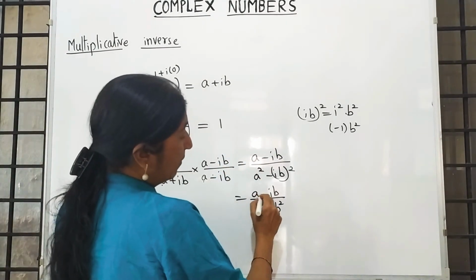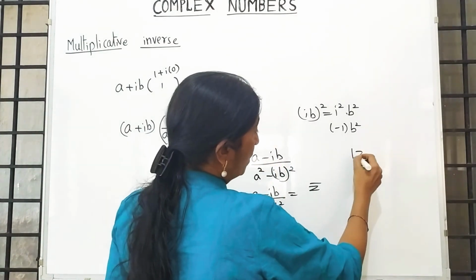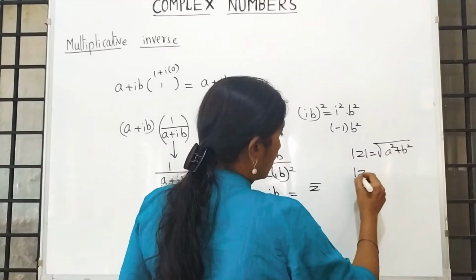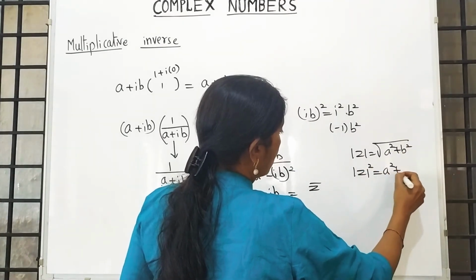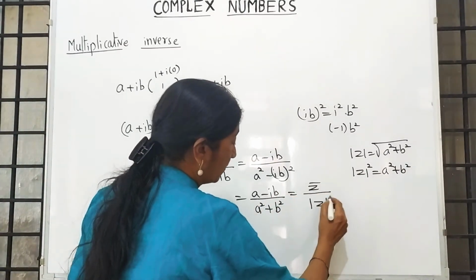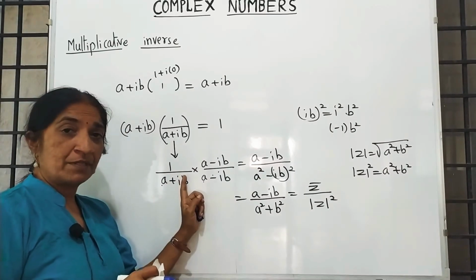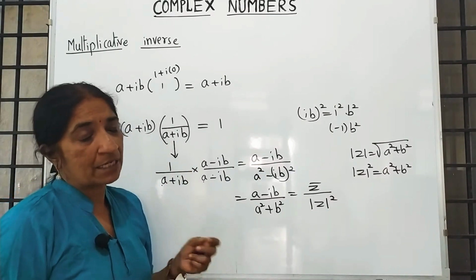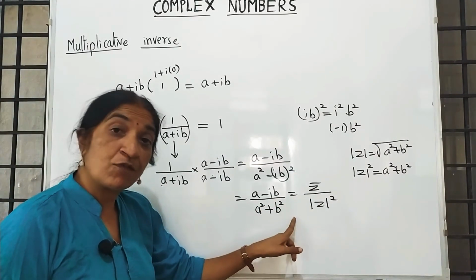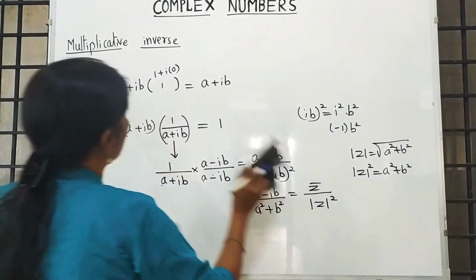And you know that a minus ib is nothing but the conjugate. And the modulus of a complex number is the square root of a square plus b square, so its square is a square plus b square. That means in place of a square plus b square we can write mod z square. But to solve these steps in all the examples is a little bit lengthy, it takes time. So that's why we are giving this as a formula. Now, understood what a multiplicative inverse is?